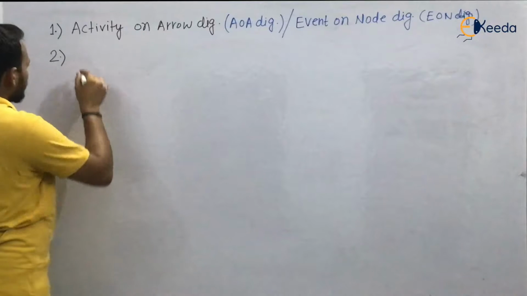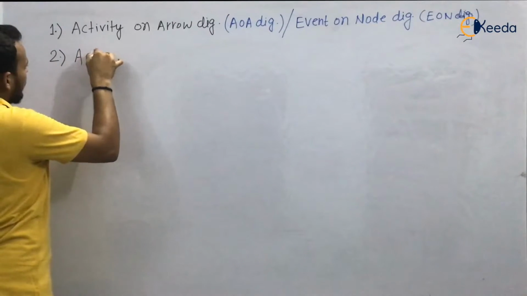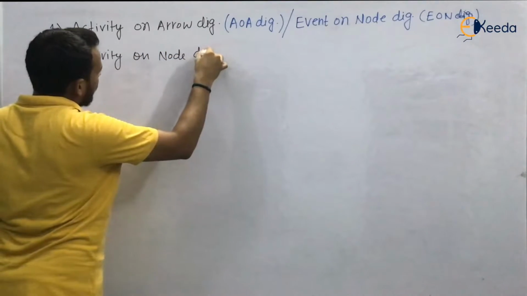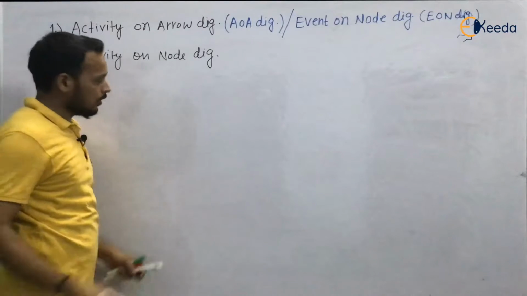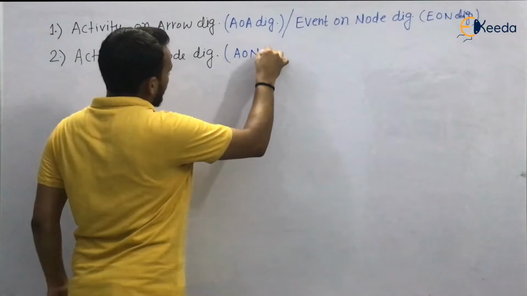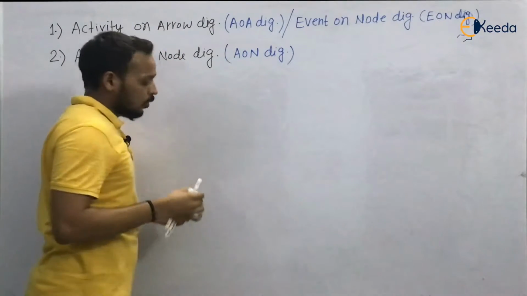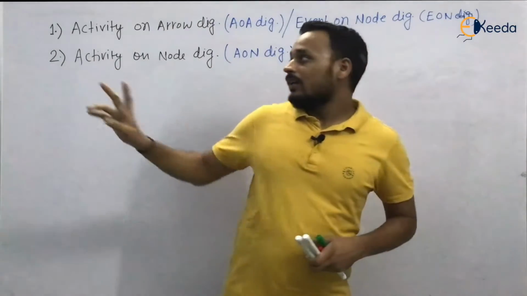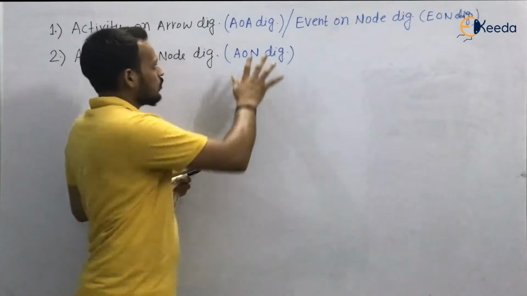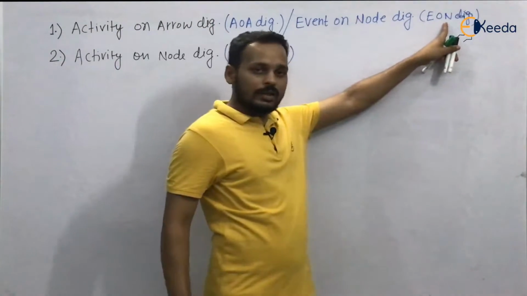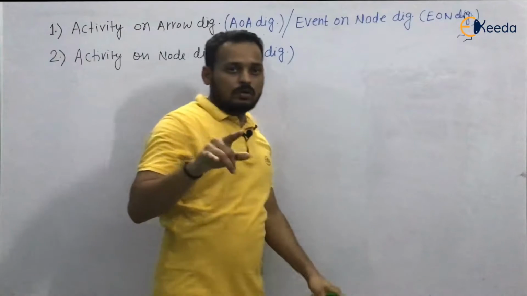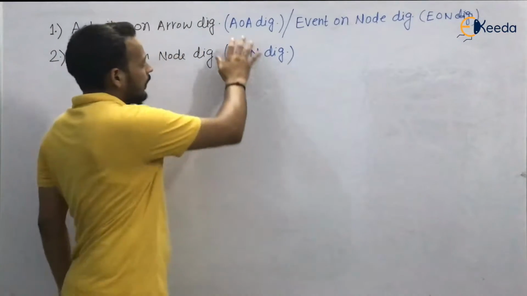The second one is the activity on node diagram. The short form is AON diagram. So basically there are two types of network diagram. The first one is the AOA diagram or EON diagram, and the second one is the AON diagram, that is activity on node diagram. One by one we will see how we can make those diagrams.